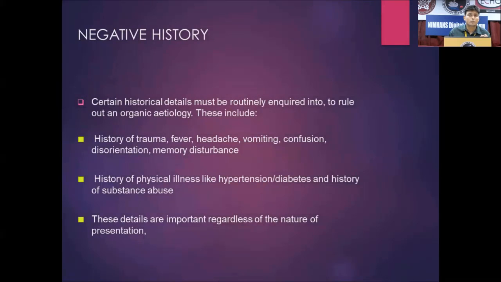Relevant negative history should be taken. These details need to be routinely inquired into to rule out organic etiology. These include, we should ask history of trauma, fever, headache, vomiting, confusion, disorientation, and memory disturbances, and history of any physical illness like hypertension, diabetes, or history of any substance use.